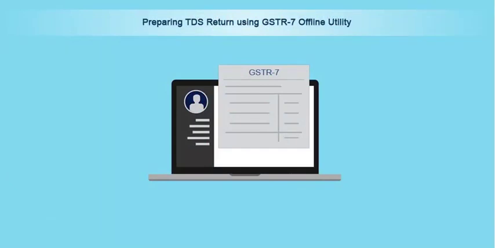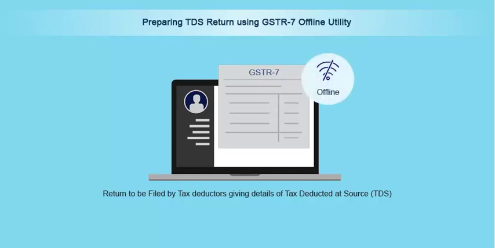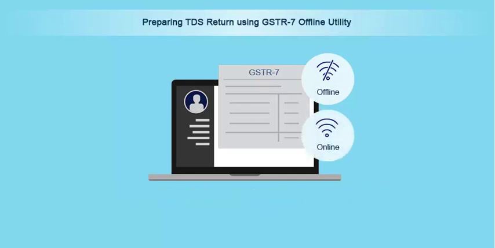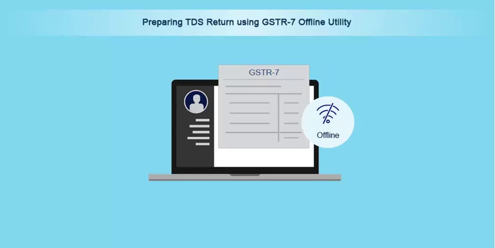Form GSTR-7 is a return to be filed by tax deductors giving details of tax deducted at source, also called in short as TDS, paid at the time of making payment to suppliers. Form GSTR-7 can be filed using the offline utility or directly online on the GST portal. Let's learn how to file GSTR-7 using the offline utility.